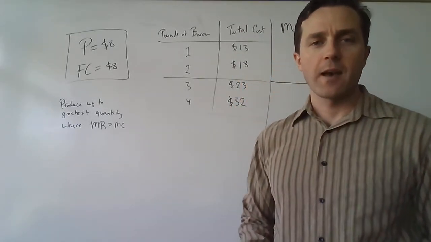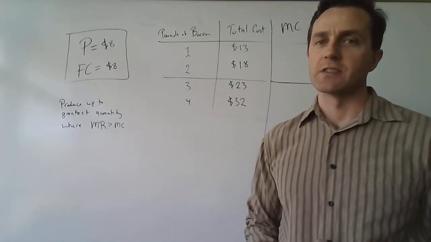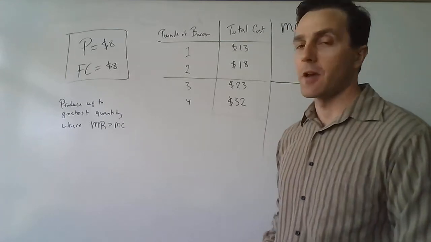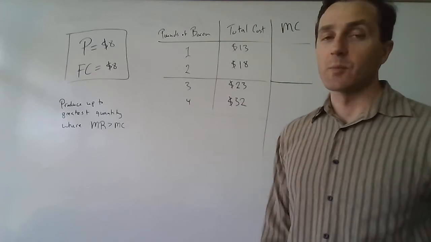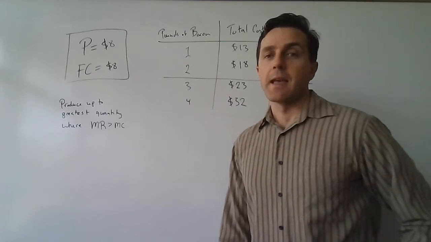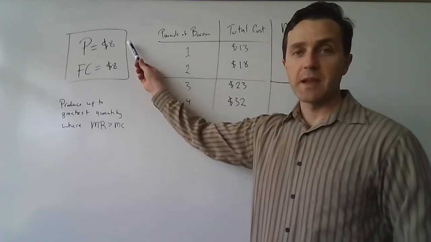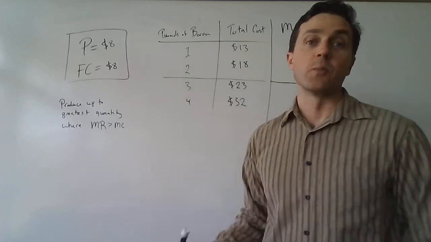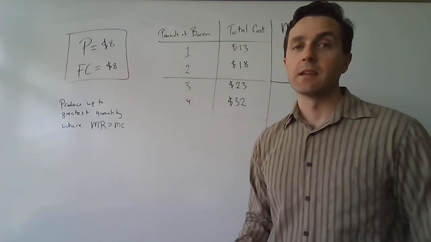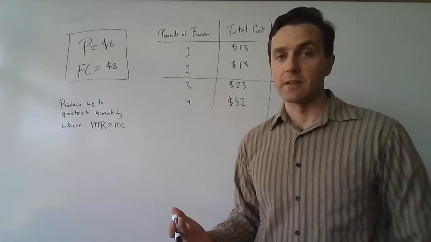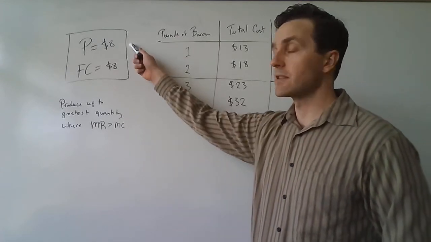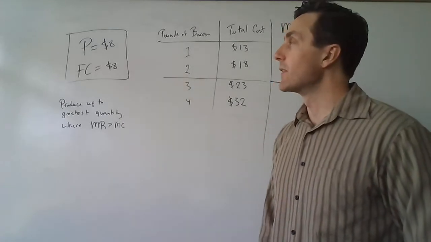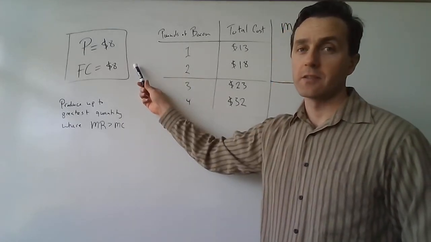Right, so suppose we have the following situation. There's a bacon producer, a firm that produces bacon, and it's a perfectly competitive firm. It turns out that the price of bacon is $8. Since this is a perfectly competitive firm, the firm can't do anything to change the price of bacon. It's just going to have to deal with that being the price. So the price of bacon is $8, and the firm has fixed costs of $8.